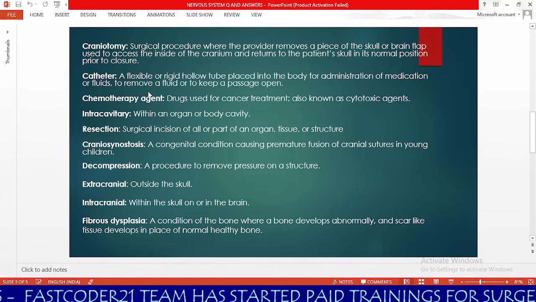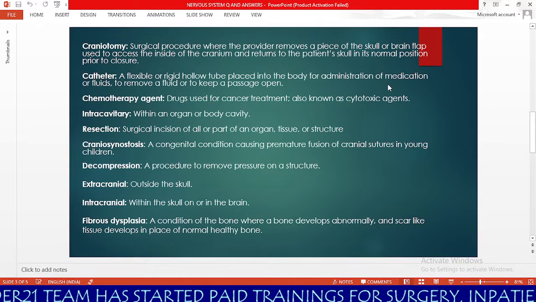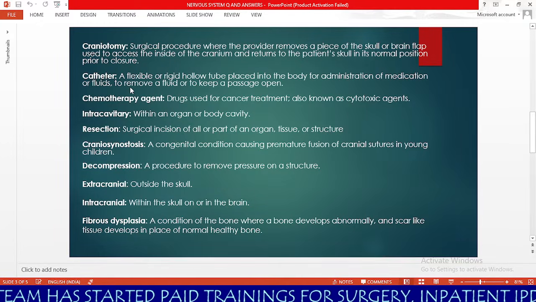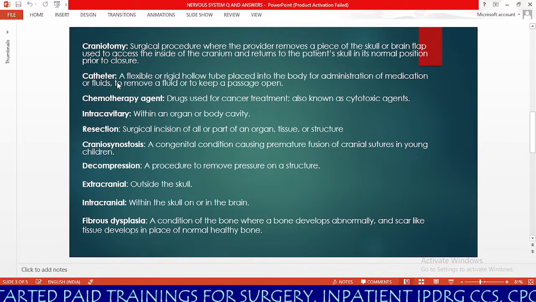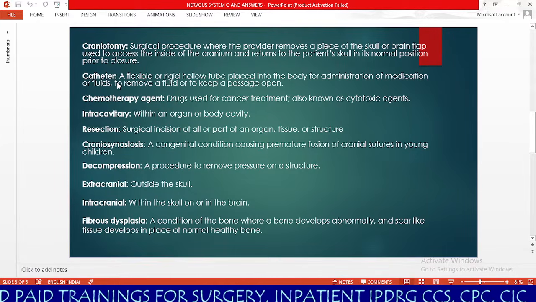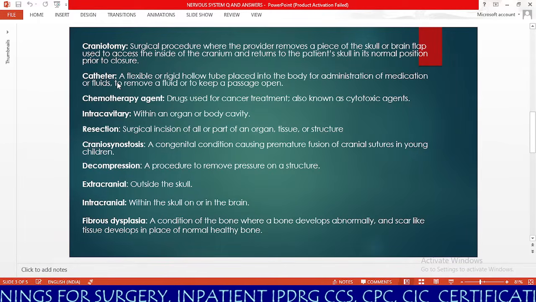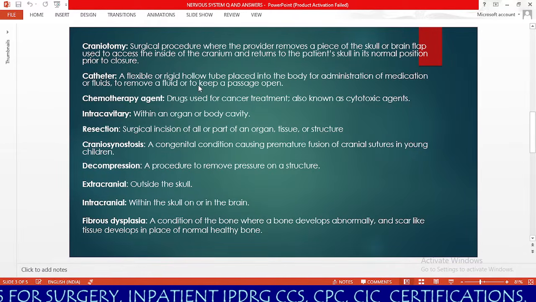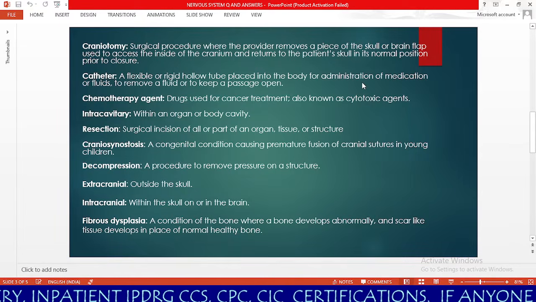Next one is catheter, a flexible or rigid hollow tube placed into the body for administration of medication or fluids, or to remove a fluid, or to keep a passage open. This catheter is the common word for all same day surgery coding. So whenever you see the catheter, remember this is a flexible or rigid hollow tube placed into the body for administration of medication.